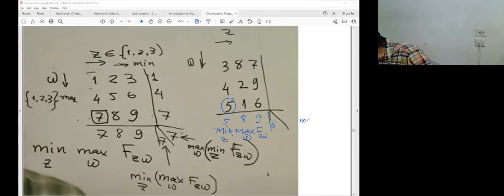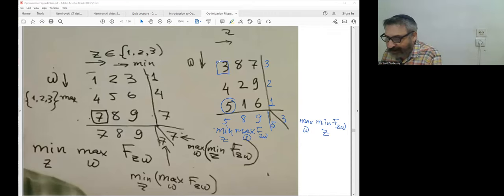Then I want to do maximum in omega, minimum in Z of my function F(Z, omega). So what do I do now? Now you look at the rows and choose the minimal value of each one of them. So I put 3, and then 2, and then 1. And then what do I do with these three numbers? We choose the maximum between them, 3. Let me put this number in the square.